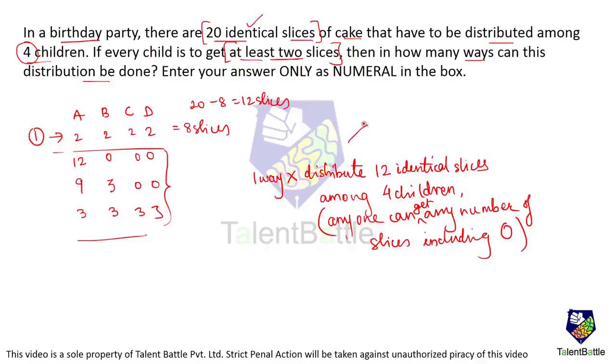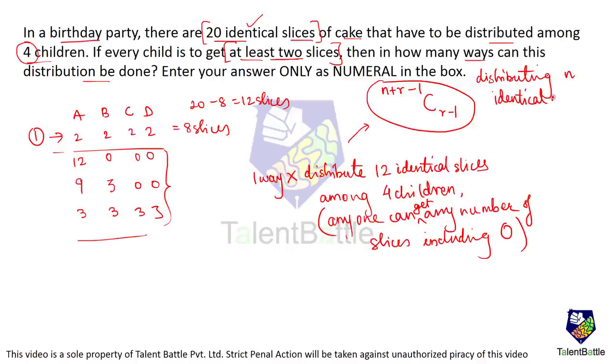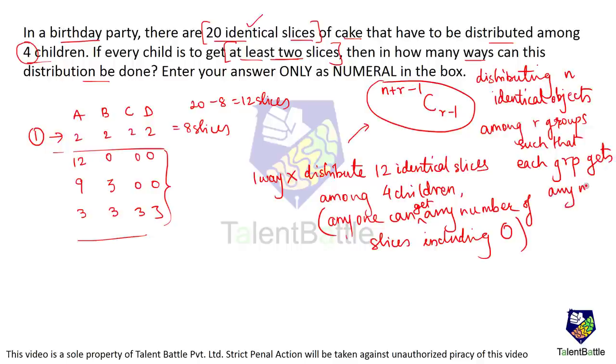So this is distributing n identical objects among R groups such that each of the groups can get any number of objects including 0. And the formula for that is n plus R minus 1 C R minus 1. You should know this formula by heart. I'll write it over here: distributing n identical objects, this is very important, among R people, among R groups, such that each group gets any number of objects, including 0, because it is even possible that 0 objects are given.